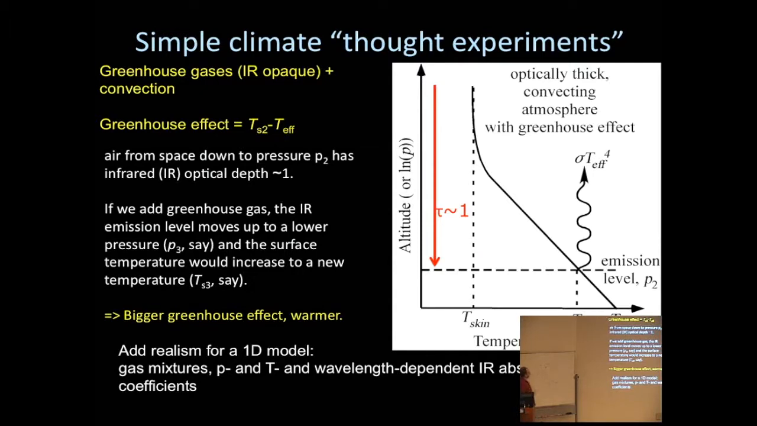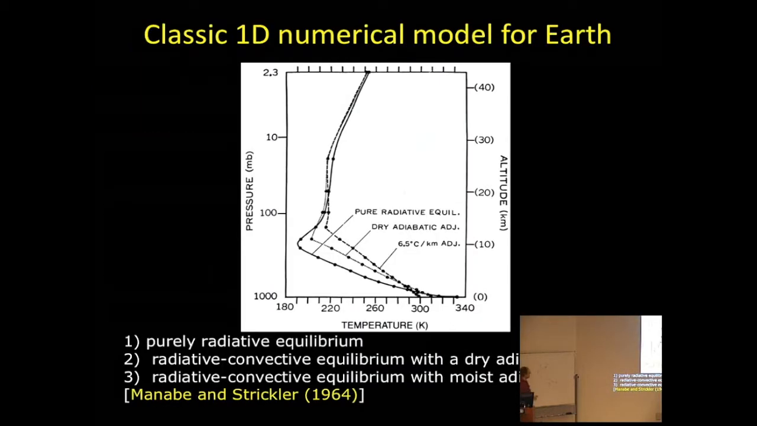We can add realism to this 1D model. What we could do is put in different gas mixtures, pressure and temperature and wavelength dependent infrared absorption coefficients. If you kept it simple, that would just be an absorptive atmosphere. Then you can do other things. You could add scattering to the model. But these models have a long history.